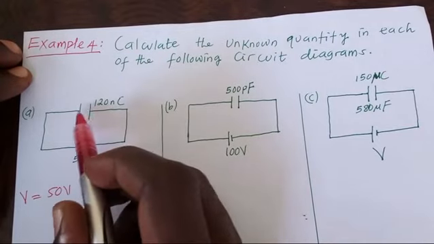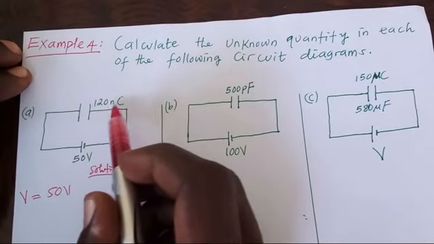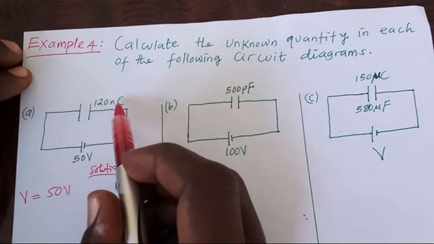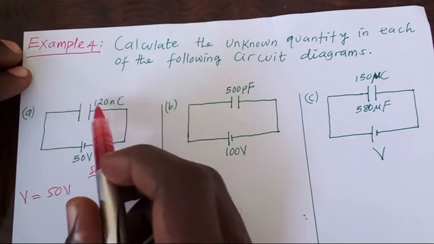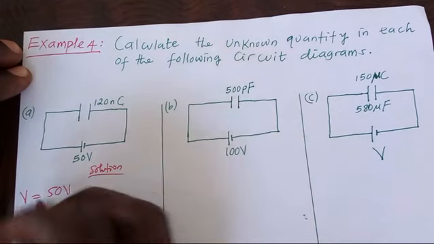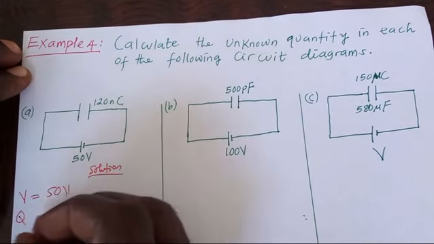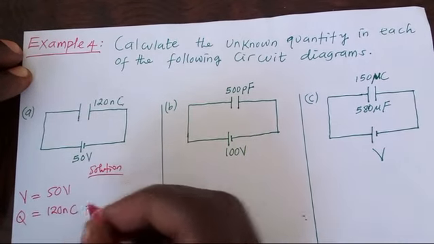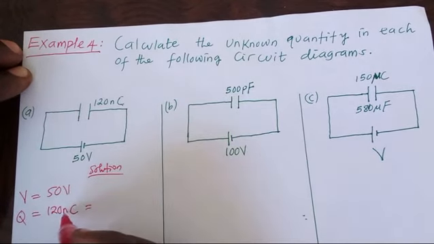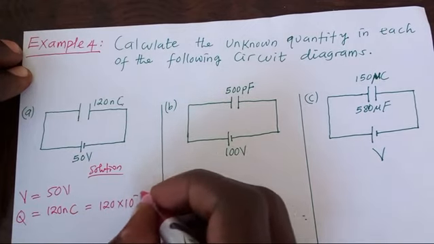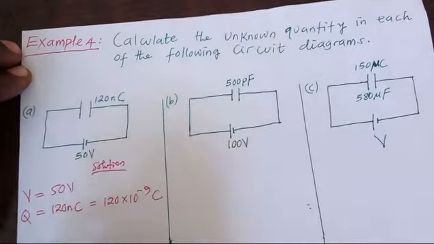Then the capacitance of the capacitor is not given. This is 120 nanocoulomb. Coulomb is for charge, so 120 nanocoulomb is for the charge. The charge is capital Q, so our Q is 120 nanocoulomb. Remember, nano is 10 raised to the power of minus 9, so this is 120 times 10 raised to the power of minus 9 in coulomb.